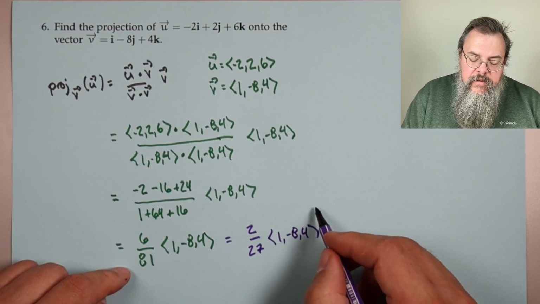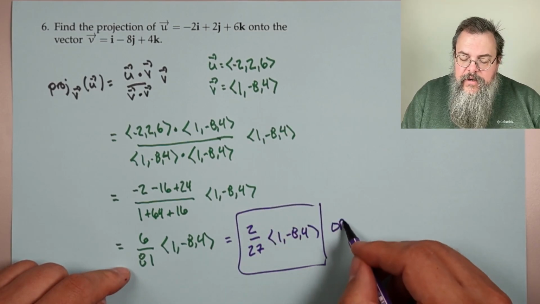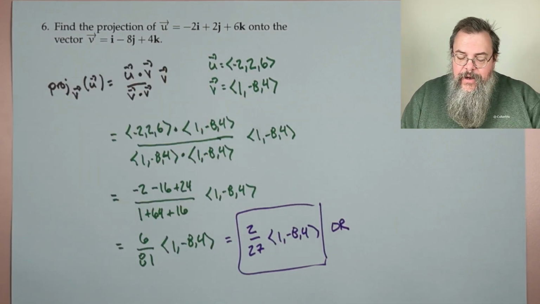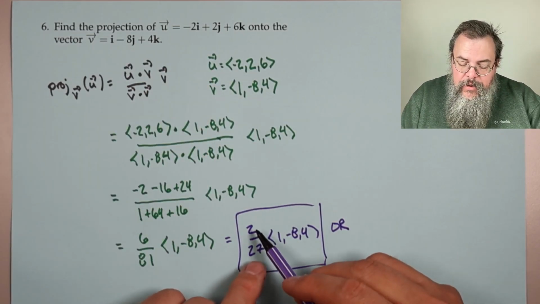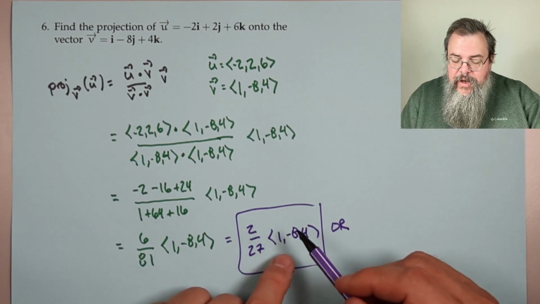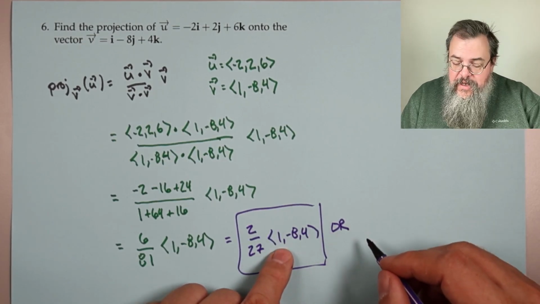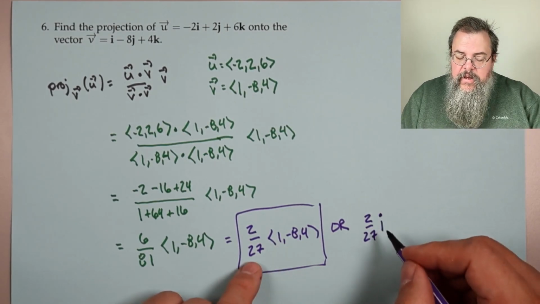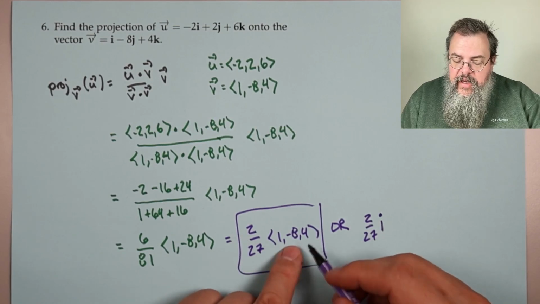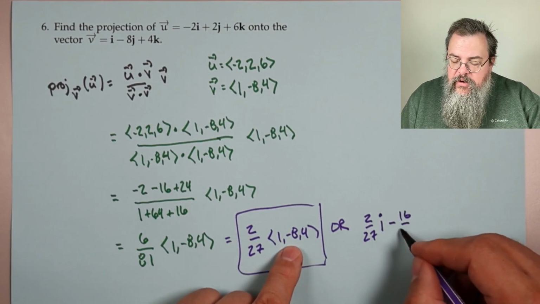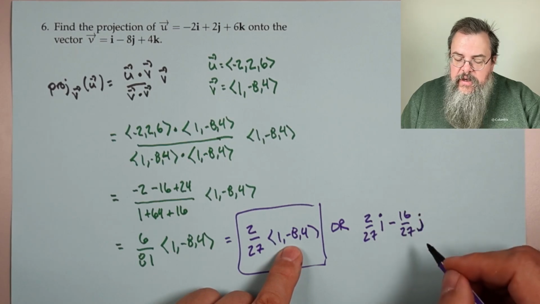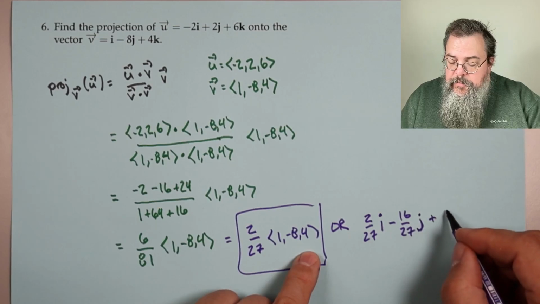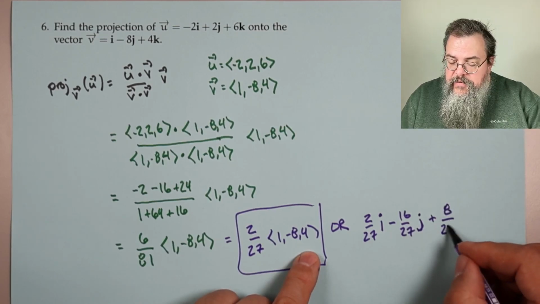Now, this is an okay answer. However, they probably would like you to put it back into i, j, and k. So how do we write it in terms of i, j, and k? Let's multiply through. We have 2 over 27 times 1. That's in the first slot, so that would be 2 27ths i. Then we have 2 over 27 times minus 8. That's minus 16 over 27 j. And then we have 2 over 27 times 4. And so that would be 8 over 27 k.